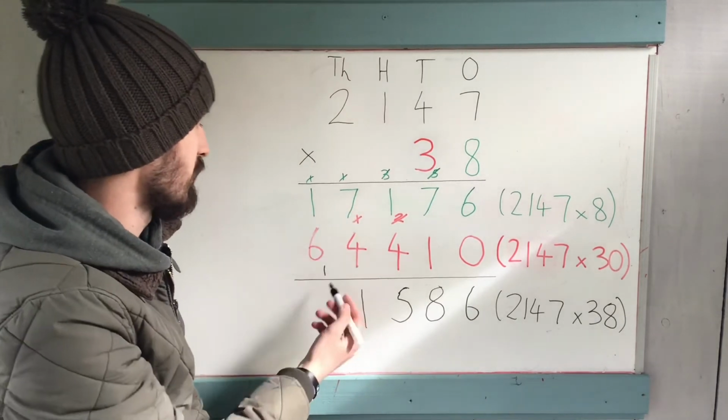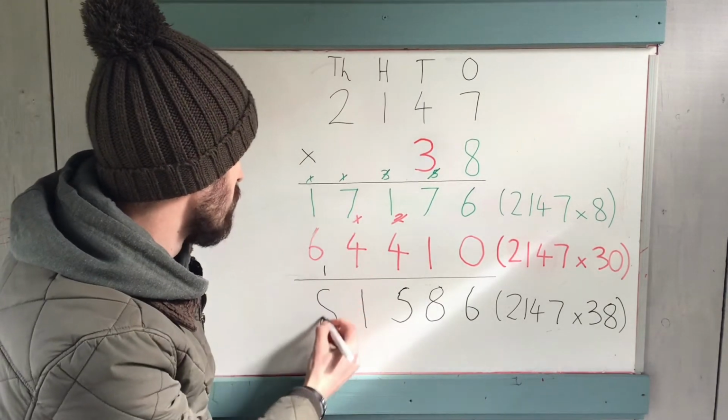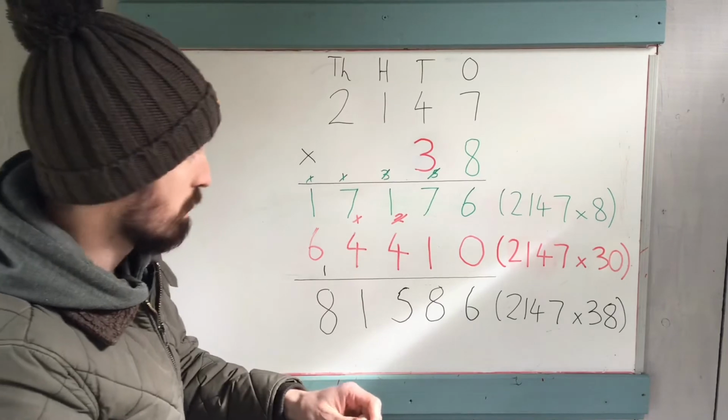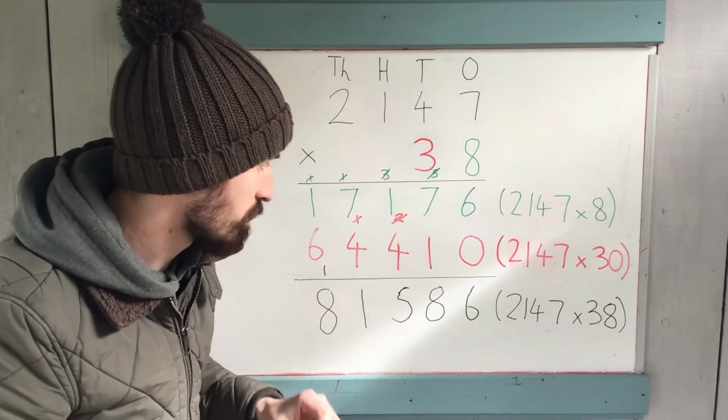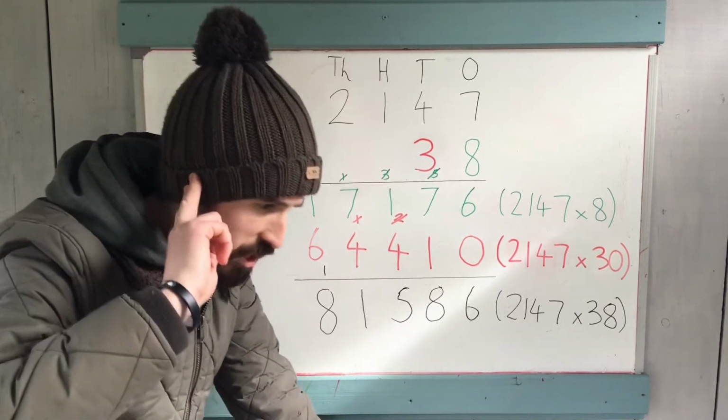Okay, 1 add 6 add 1 is going to be 8, so therefore I am suggesting that 2,147 multiplied by 38 is 81,586. Final check on that.